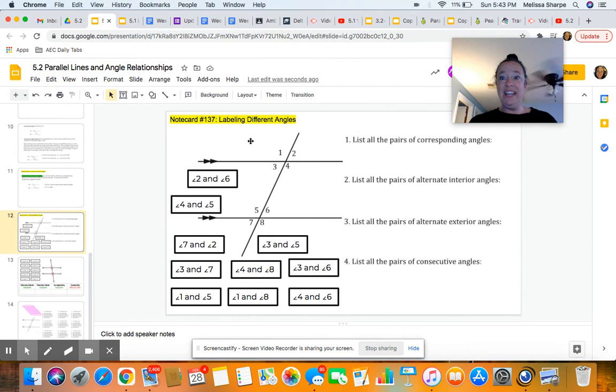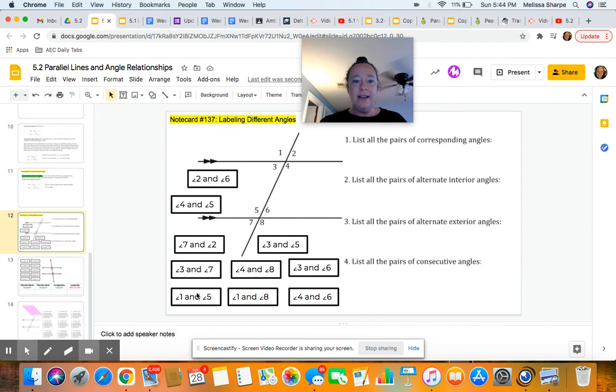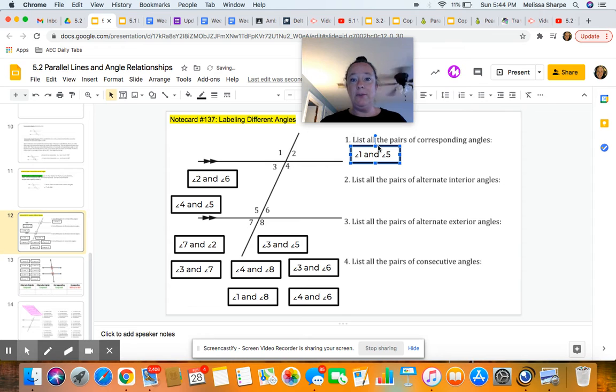All right, so it is note card 137, and it's called Labeling Different Angles. So what are the pairs of corresponding angles? Well, angle 1 is on the left side of the transversal. And so it's got to be something on the left side of the transversal because they're on the same side of the transversal. But it's got to correspond. It's got to be in the same spot. Like angle 1 is above that parallel line. So what's above this other parallel line? That is 5. So that's angle 1 and angle 5. So this one, I'm going to click and drag. That is a pair of corresponding angles.